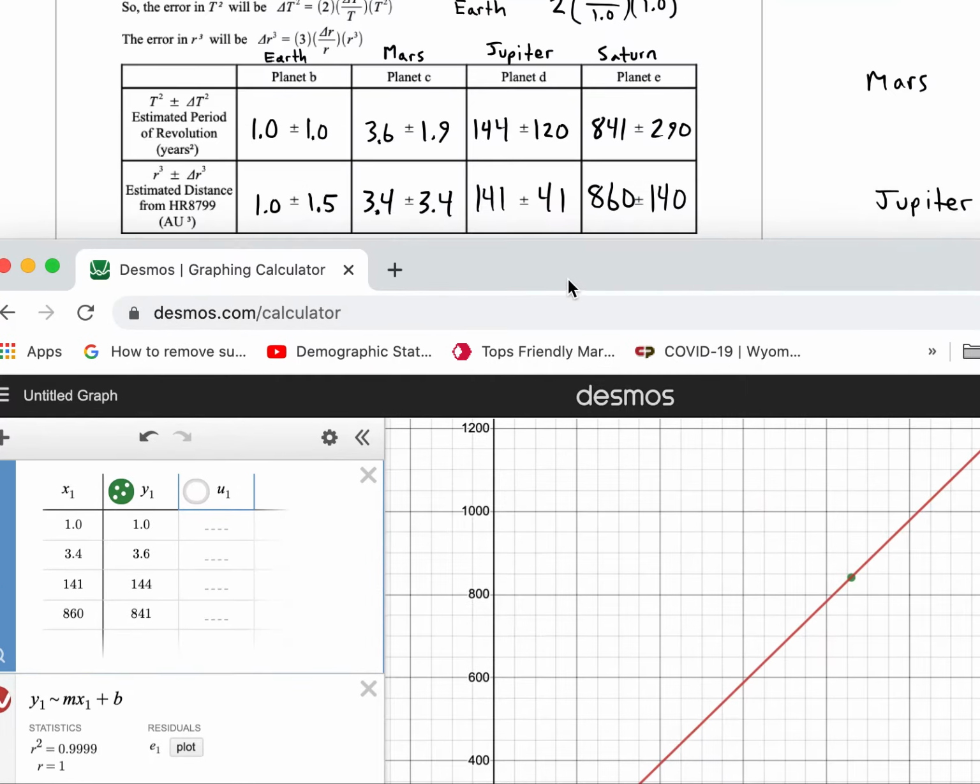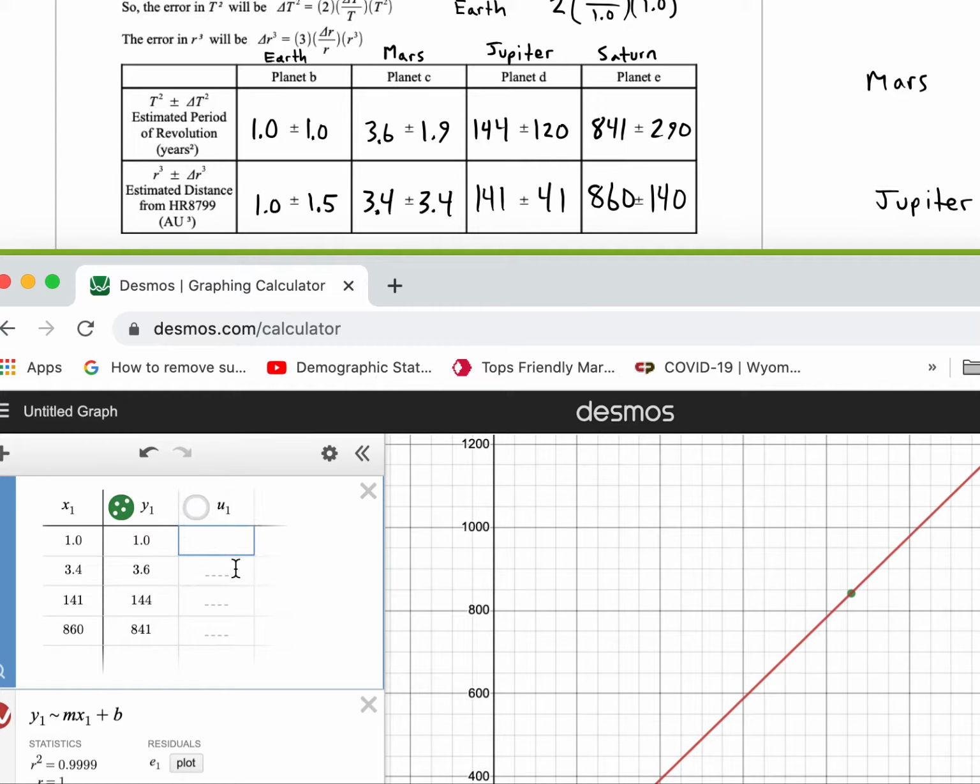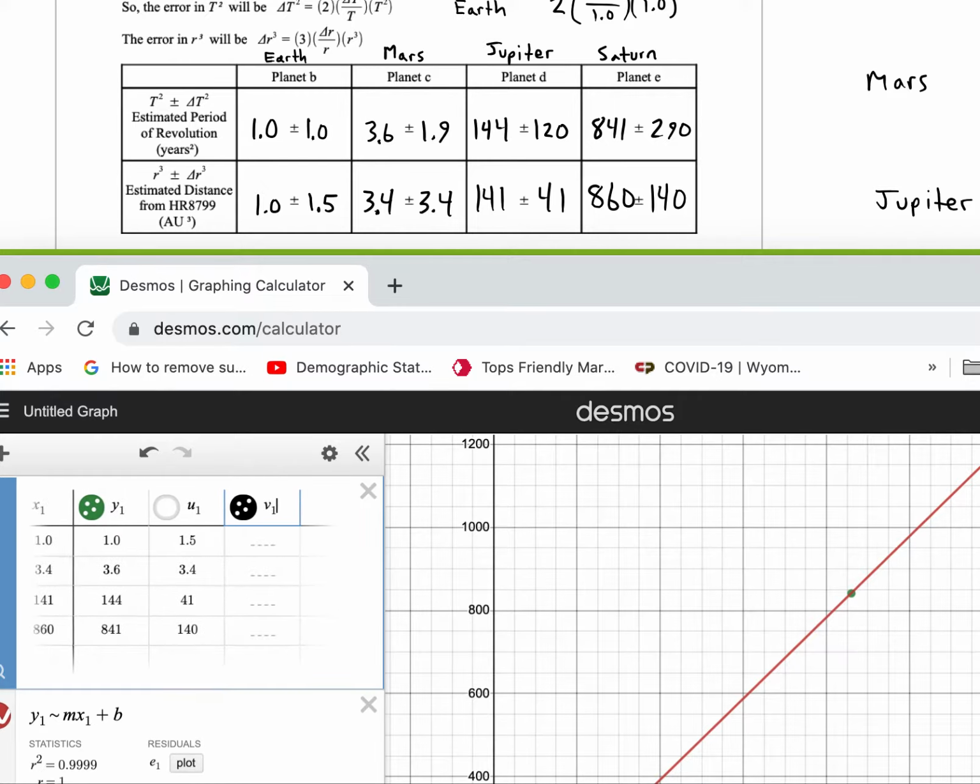All right, so according to my data table, I had 1.5, 3.4, 41, and 140. Those are the uncertainties in x, which is r cubed. Then here we'll put the uncertainty in y, which is t squared. So that can be 1.0, 1.9, 120, and 290 from my results.